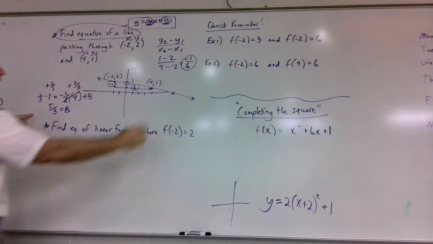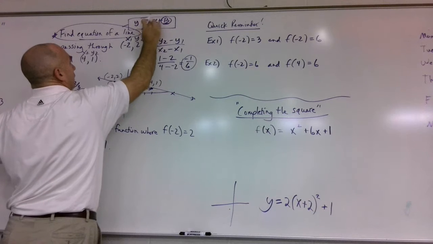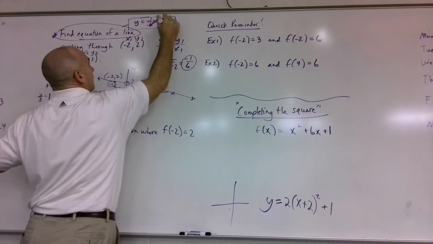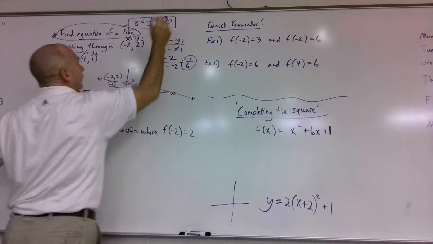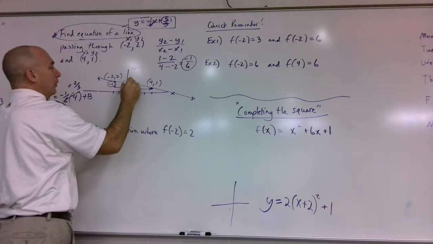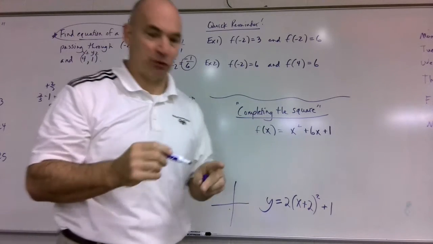So I take my slope, I take my y-intercept, and I put them where they belong. So this would be negative 1/6 and this would be 5/3. If you look at it, what's 5/3? 1 and 2/3. It looks like it's in the ballpark. That's why it's nice to give yourself a little visual.